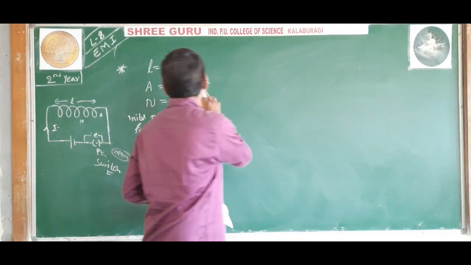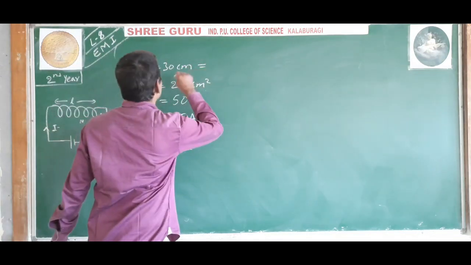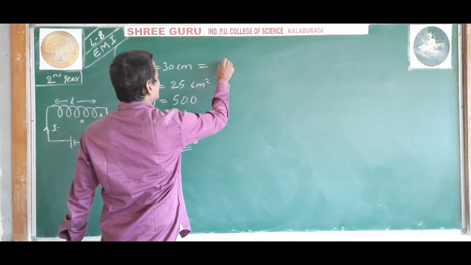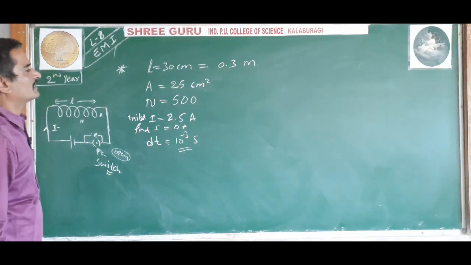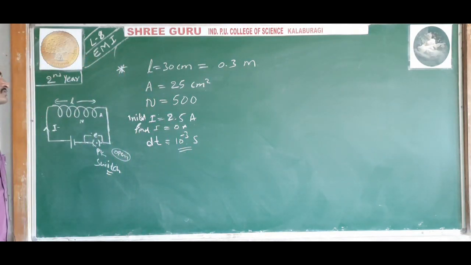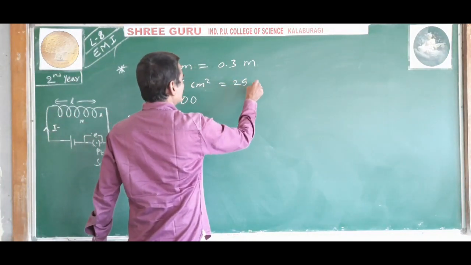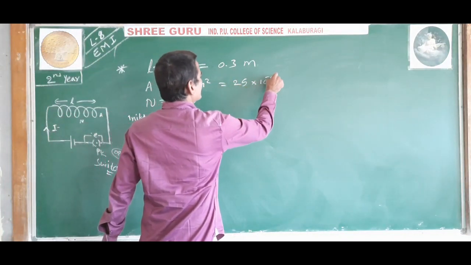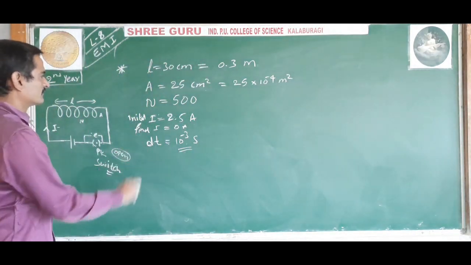Given things we have written, so write them in SI units. The length of the coil is 30 centimeter, that is 0.3 meter, 30 into 10 to the power minus 2. The area is 25 square centimeter, that is 25 into 10 to the power minus 4 meter square. Number of turns is 500.